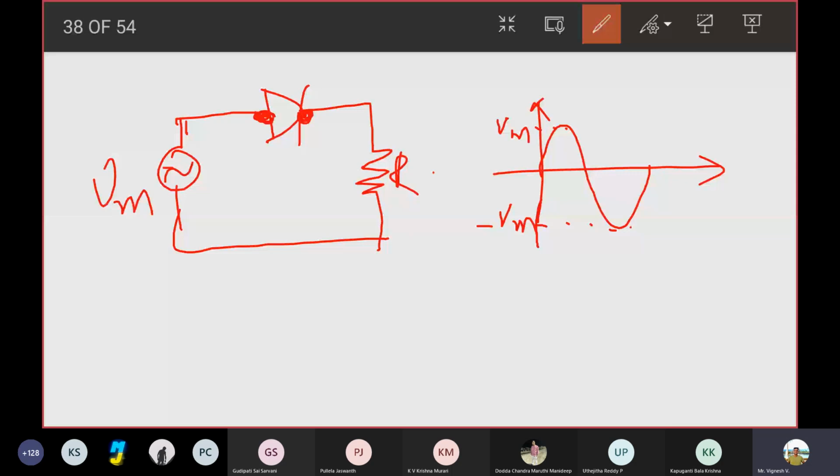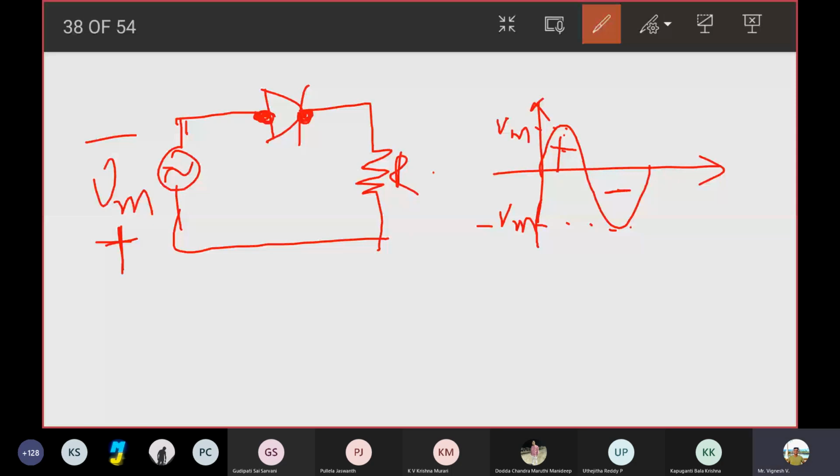So when it is in reverse bias, it means that I'm discussing the negative half cycle. So this is your positive half cycle, this is your negative half cycle. When the diode is reverse biased, obviously the input will be in the negative half cycle. Am I right?